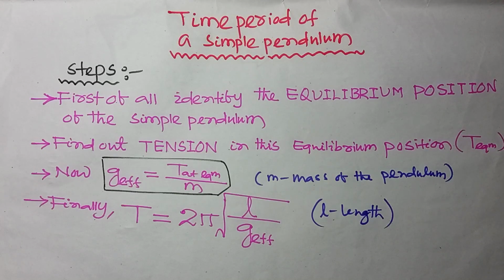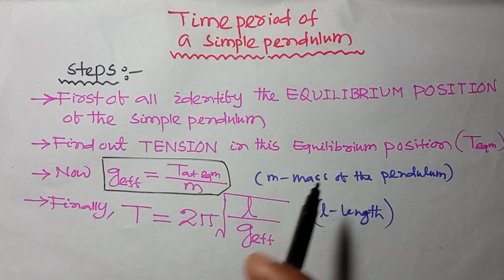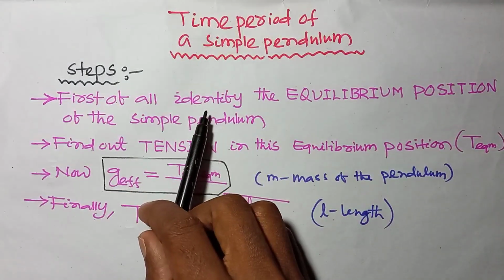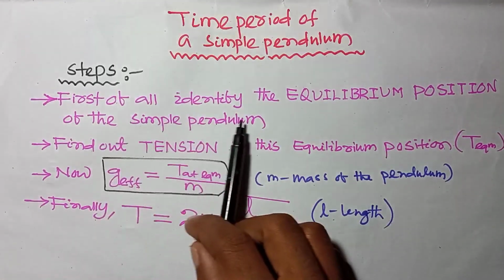In this video I am going to discuss how to find the time period of a simple pendulum. Here are the steps. First of all, you have to identify the equilibrium position of that simple pendulum.